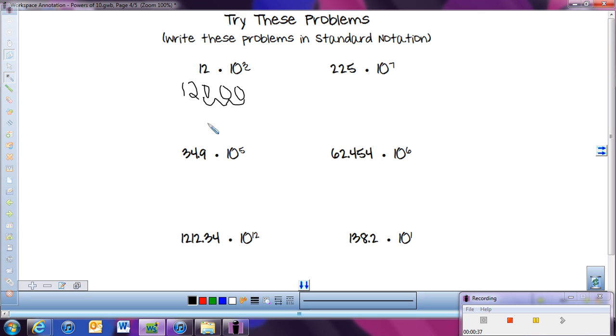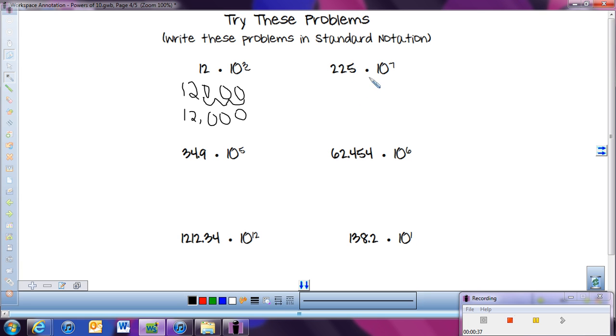And then I can rewrite my numbers so you can see what it is with all the lines and everything on there. And I get 12,000. So 12 times 10 to the third is 12,000. All we had to do is move the decimal 3 to the right and add zeros in.